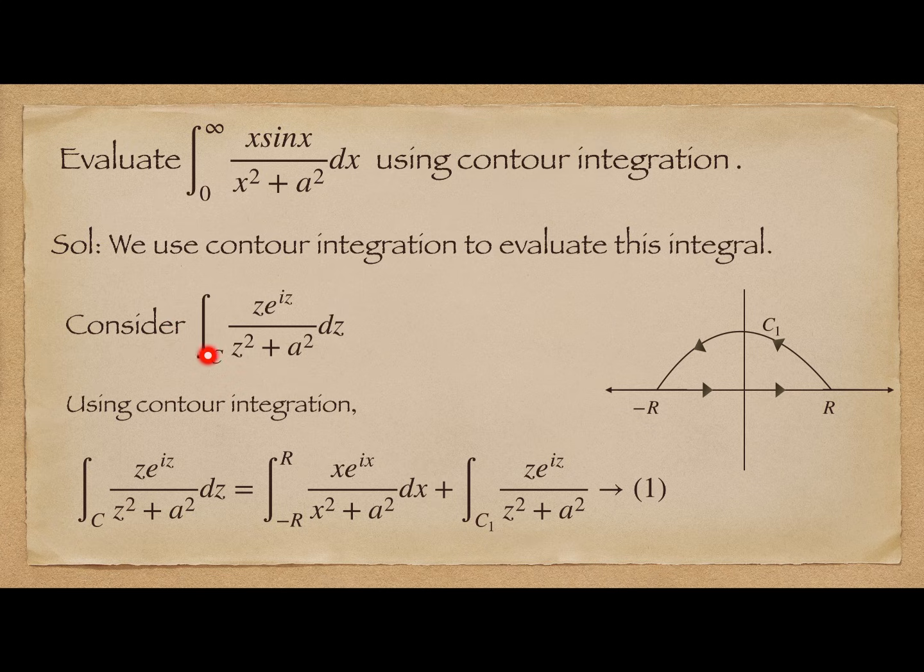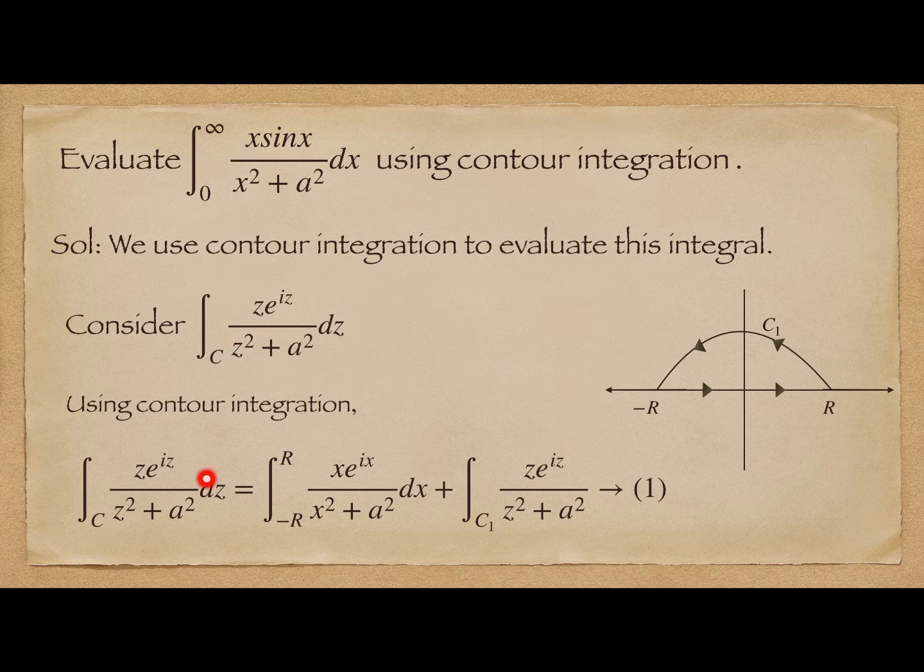So we consider here the integral over C. Here you have x sin x, right? So you rewrite it as z into sin z. We are writing e power iz instead of sin z. So you write z into e power iz by z square plus a square dz. So just consider it like this.